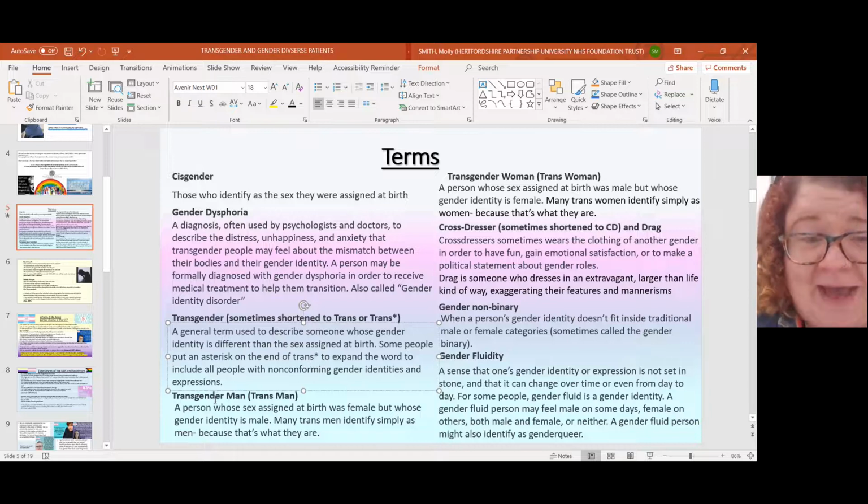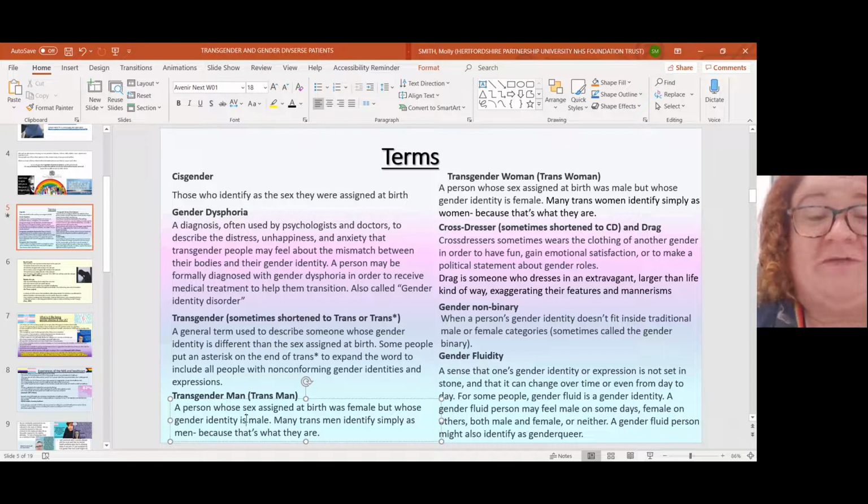So a transgender man is what I've just described. Somebody who was born with a vagina, assigned as female as their sex when they were born, but they identify as male. So they view themselves as male. And many trans men would not call themselves a trans man. They would just call themselves a man, because that is what they are. That is their identity. That's who they are.